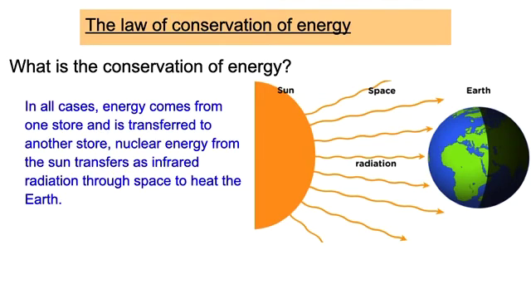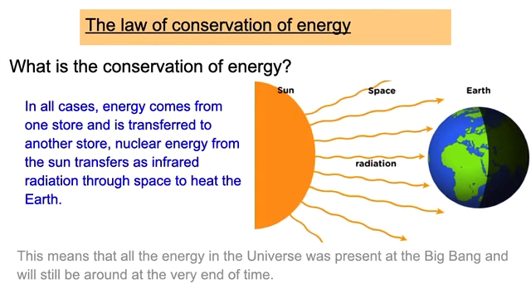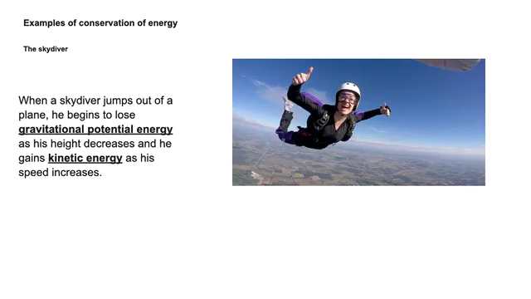So it goes through that infrared radiation, through the space, and it hits the earth. Remember, there's no air molecules in space to heat up and move around, so it's quite an efficient transfer of radiation. This means that all the energy in the universe was present at the Big Bang and will still be around to the very end of time, because energy can't be lost and it can't be created. It's always there. It's just being stored in a different way.